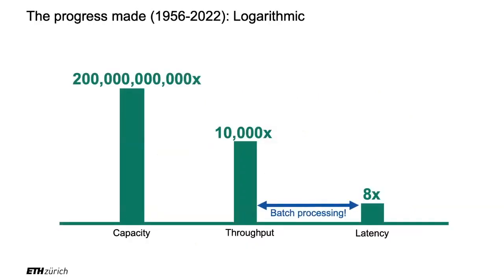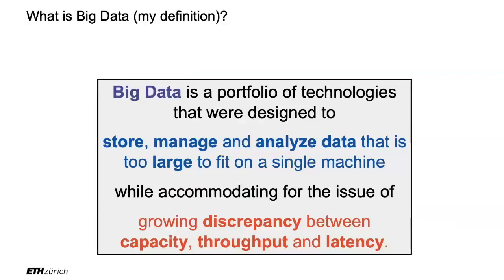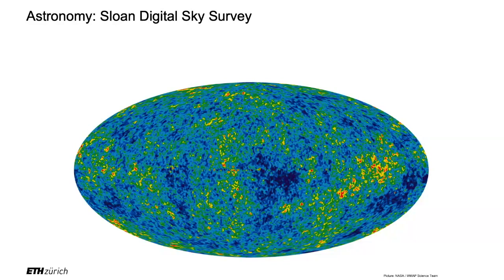And the second secret, we'll explain it in big data for engineers, it's batch processing. It's the idea that you don't process record by record, but you process maybe 1 million records at the same time to be a bit more efficient, right? Okay. And so as a consequence, big data basically is there because we have troubles because of the discrepancy in the evolution of capacity, throughput, and latency. And so we needed to invent new technologies to store and manage and analyze the data. Right. So there's applications in astronomy.